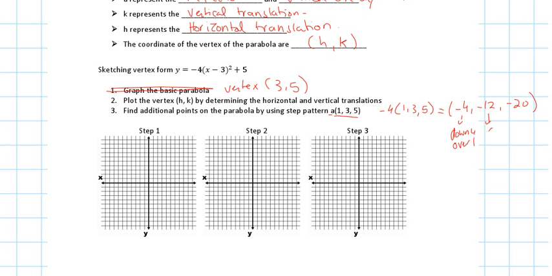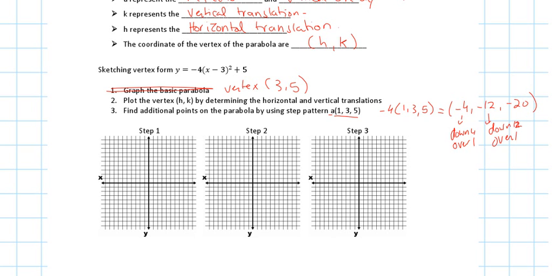Down 12 over 1, right? Down 20 over 1. Now, I might not be able to fit everything, okay? What I need from you is to try at least to fit 5 points, right? So the vertex and then 2 sets, okay?